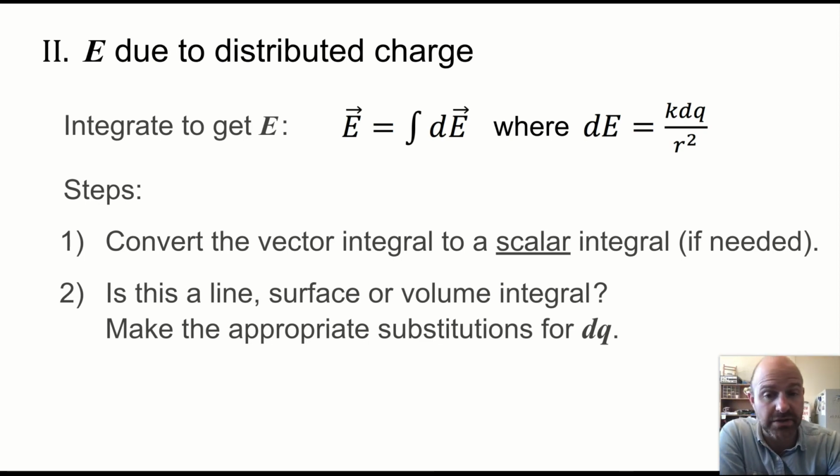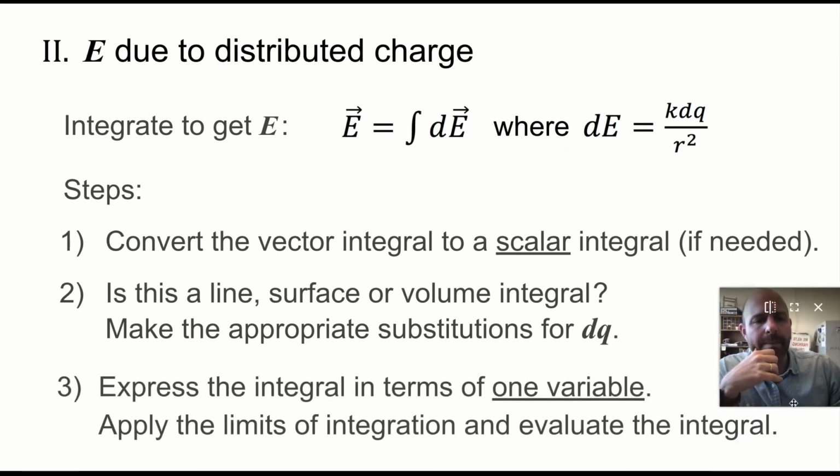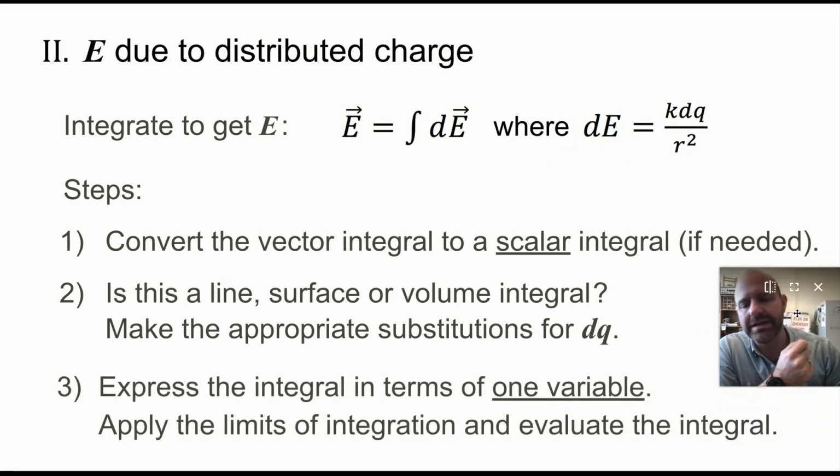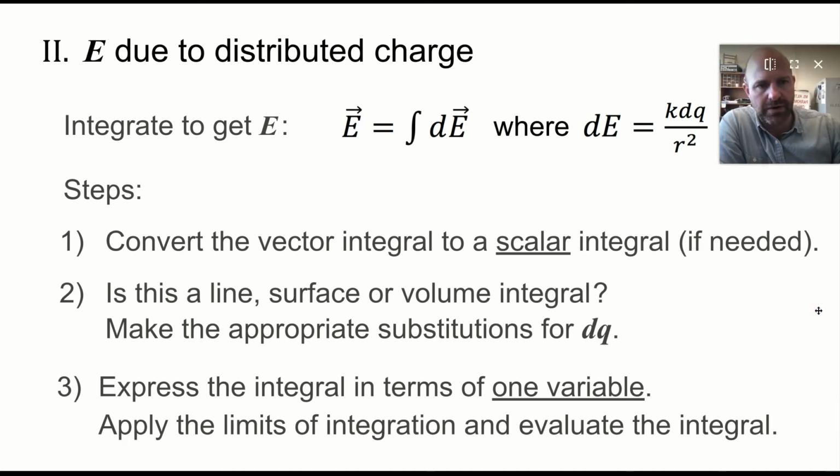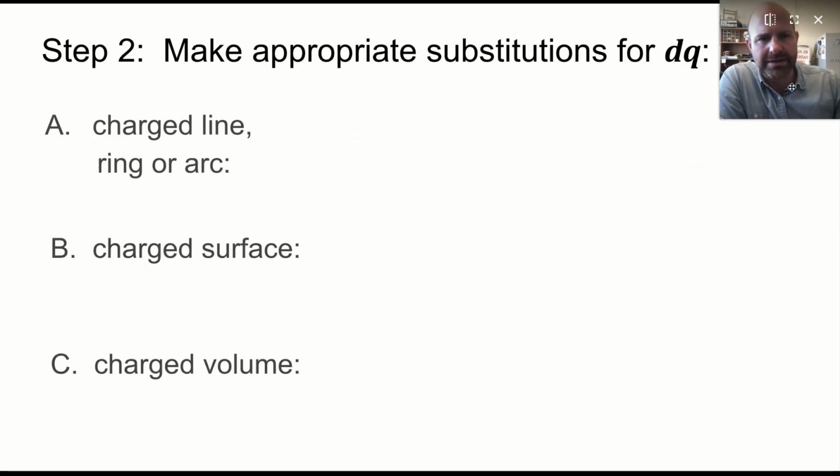If it's a line, a surface, or volume integral, we need to make the appropriate substitutions for the little bit of charge. If you have charge along a wire, that's a line integral. Instead of dq, we would use d lambda dx, or something like that. If it was a volume, it would go to dV. And then we want to express the integral in terms of a single variable, x, y, or z, or r, or theta, or something like that. Then figure out what the limits of the integral are and actually do our integration. So that's what we're going to practice.